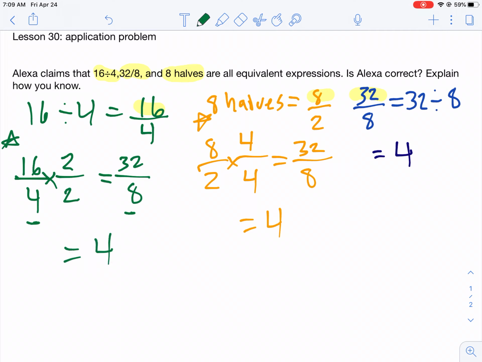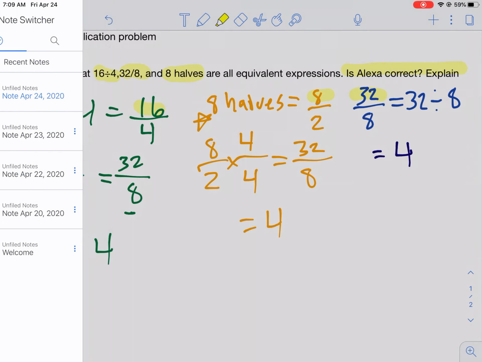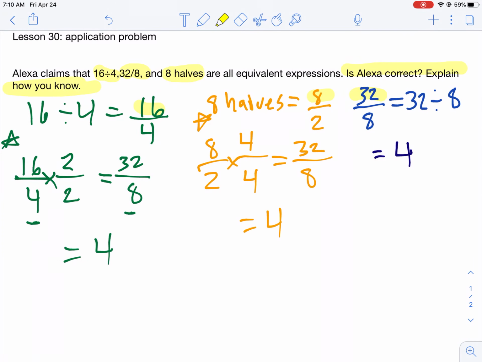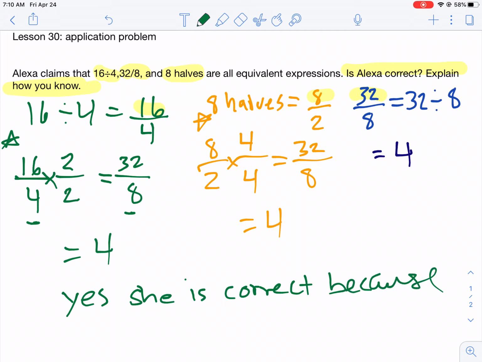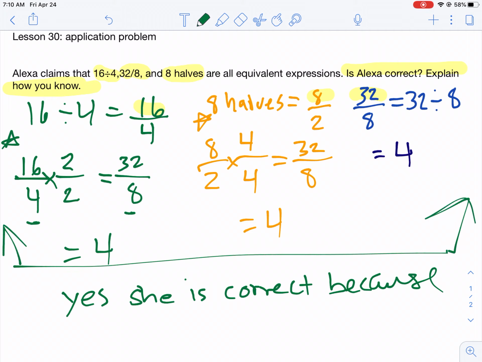So, we did all the math, and now it says, is she correct? Explain how you know. So, you have to write a statement. Is she correct, everybody? Are they all equivalent expressions? Yes. She is correct because, and you're going to explain how you know from the math that we just did.